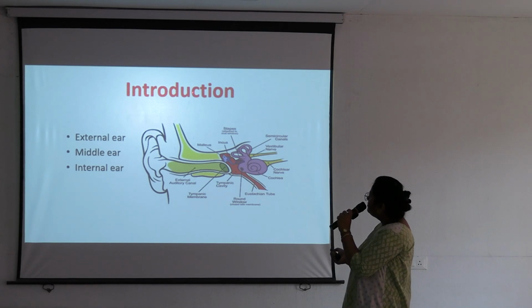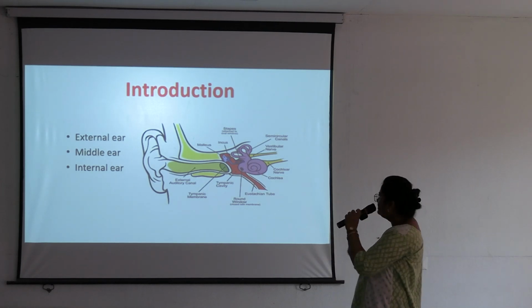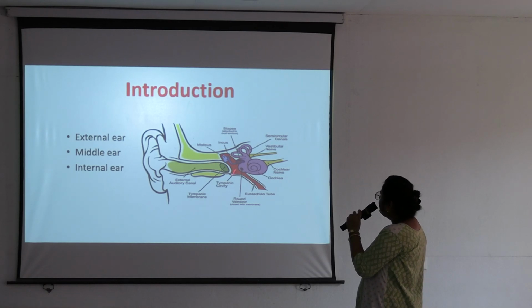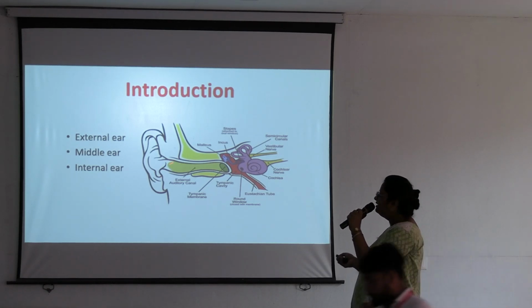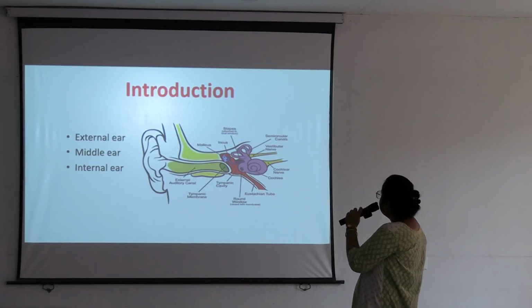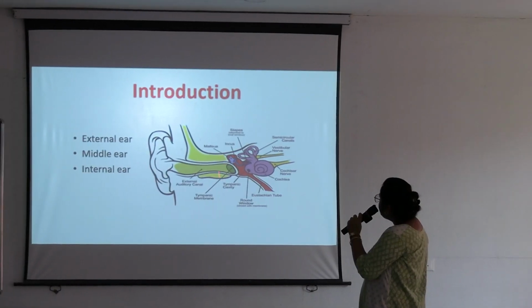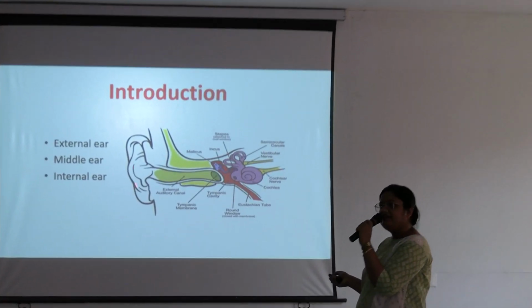Okay. So the ear is divided into 3 main parts. Up to this tympanic membrane, this outer part, the external auditory canal, is included in the external ear. Next, this red colored portion is forming the middle ear.